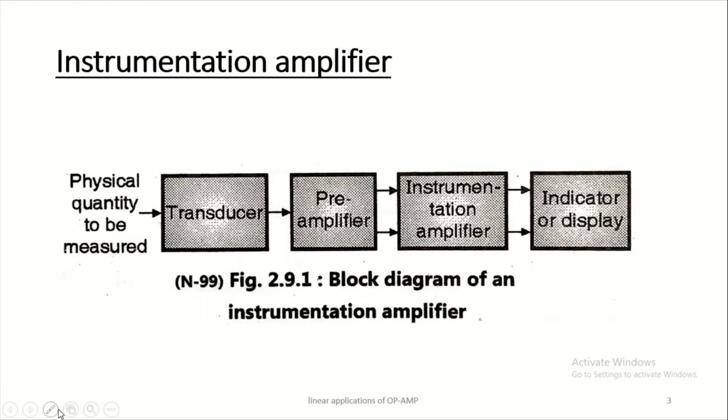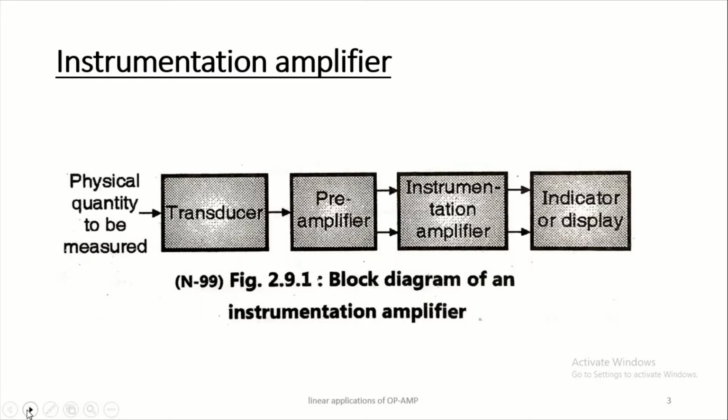This is a complete block diagram of the instrumentation amplifier. The first stage is the transducer. The input of the transducer is a physical quantity to be measured, like pressure, temperature, sound, etc. Then the output of the transducer is given to the pre-amplifier stage. Then the output of the pre-amplifier is given to the instrumentation amplifier, and the output of the instrumentation amplifier is for indicator or display purposes.